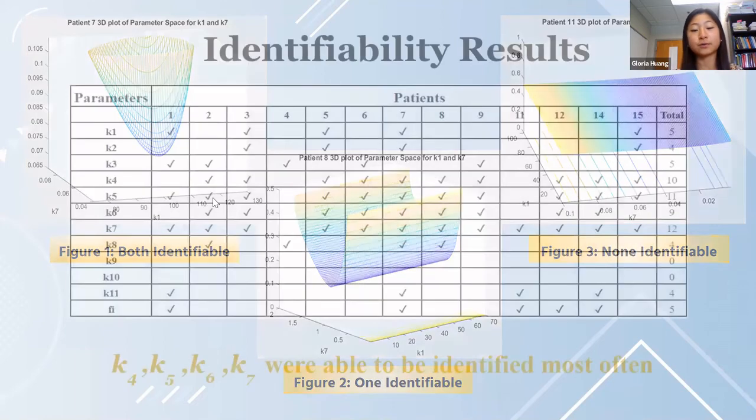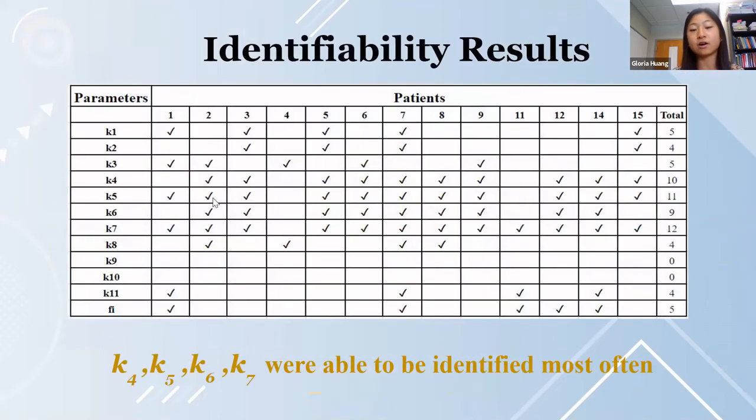After constructing these three-dimensional graphs for all combinations in all patients, it was concluded that K4, 5, 6, and 7 were able to be identified most often and are therefore the most influential parameters in the model. These represent the interactions between MMPs and TIMPs, which was K4 and 5, the production of TIMPs, K6, and the natural decay of TIMPs, which was K7. All four of these parameters play a vital role in the maintenance of TIMPs, which is represented in the TIMP differential equation in the model.